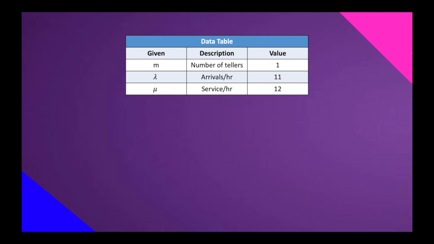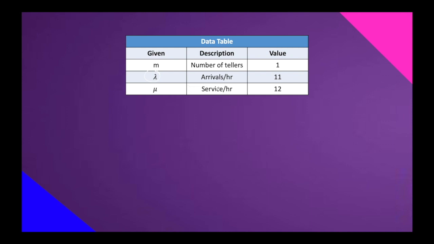So the number of tellers, this is the M guys, which is 1. This is the MM1, the 1 in the model and the notation MM1. And for the arrivals, we have here 11, and that is represented by the symbol lambda. I hope you are familiar with this symbol, lambda. Arrivals per hour, meaning there are 11 clients arriving at the bank per hour. This is on the average, and the service rate per hour, that is the mu.